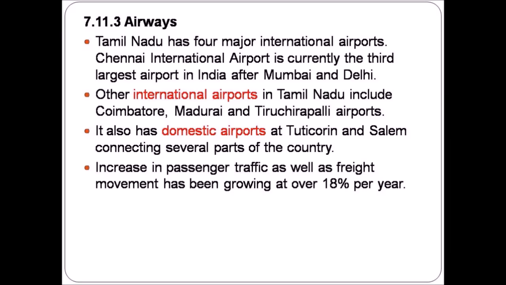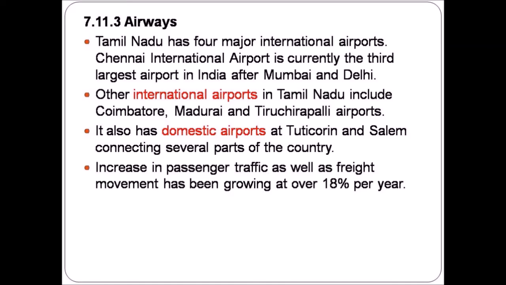Airways. Tamil Nadu has four major international airports. Chennai International Airport is currently the third largest airport in India after Mumbai and Delhi. Other international airports in Tamil Nadu include Coimbatore, Madurai and Tiruchirappalli airports. It also has domestic airports at Tuticorin and Salem. The domestic airports handle only domestic flights.